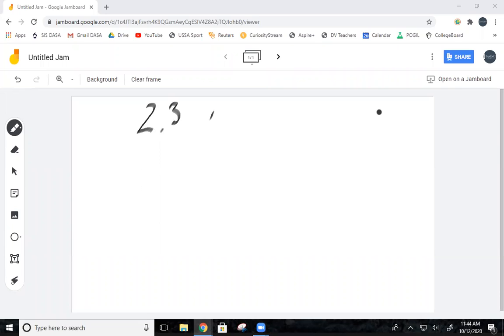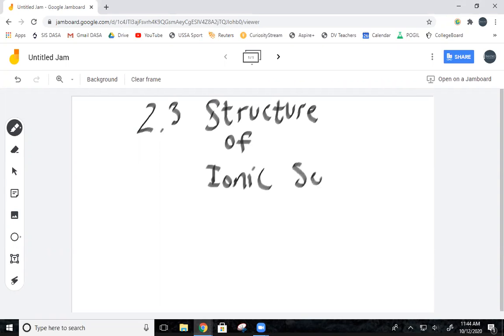So 2.3 is the structure of ionic solids. Okay. So what do we mean by ionic solids? Oliver? Ionic compounds in a solid state. Yes, ionic compounds in a solid state.